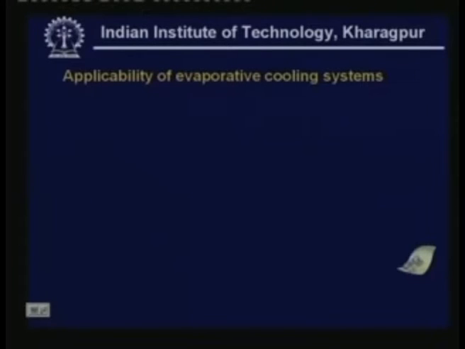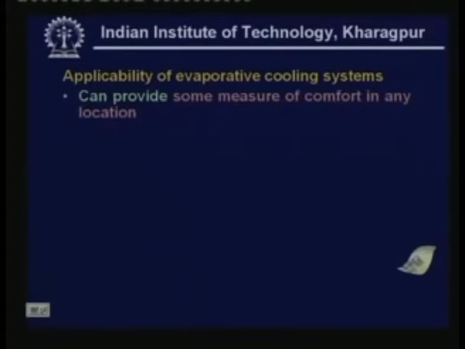Now let us look at the applicability of evaporative cooling systems. I have mentioned that one of the limitations of evaporative air cooling systems is that as the outdoor air humidity increases, the required mass flow rate of air increases, and beyond a certain humidity ratio you cannot use evaporative cooling systems. That means you can use them beneficially in certain locations and not in others. So how do we decide where these systems can or cannot be used? What are the guidelines? Let us look at these guidelines.